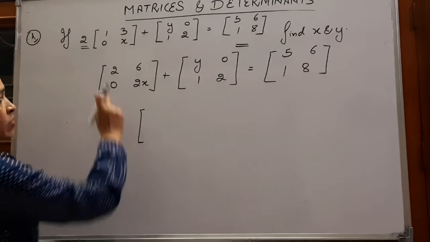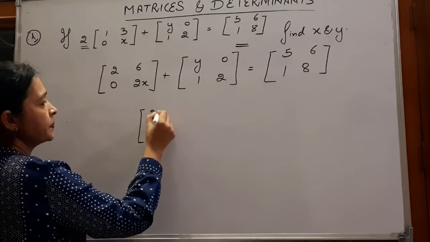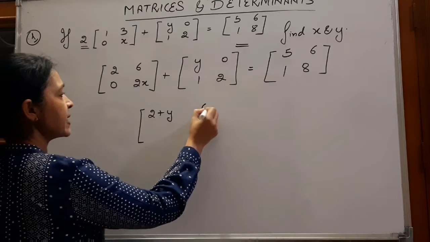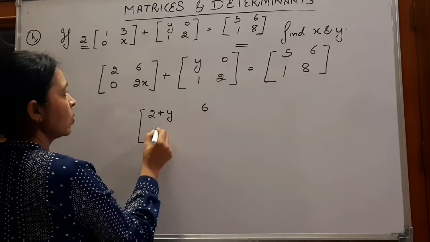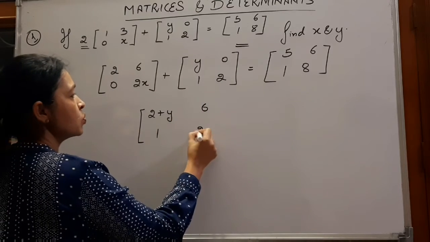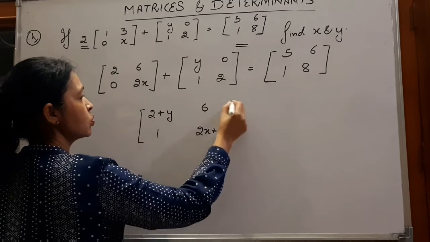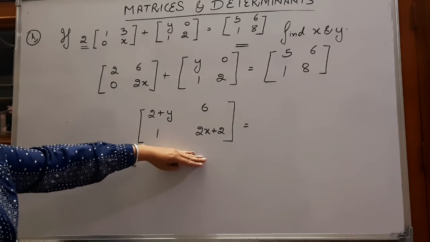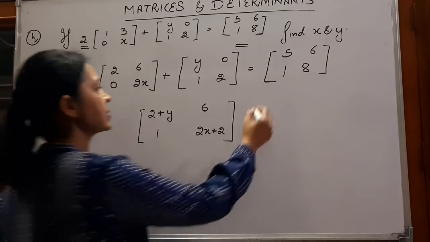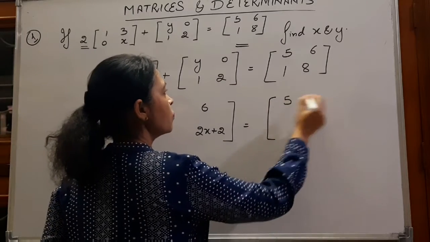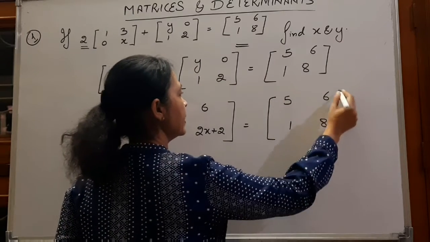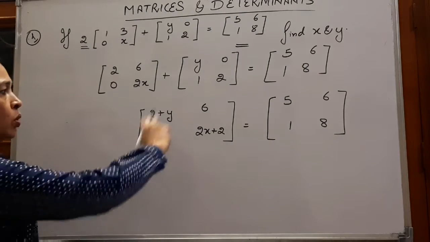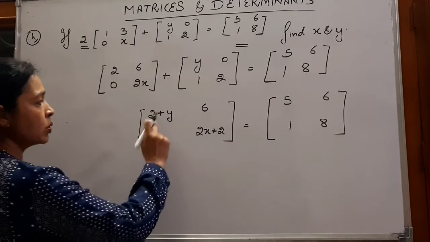Addition of these two matrices will be 2 plus y, here we have 6 plus 0, 6, 0 plus 1, 1 and 2x plus 2. Now we have made a single matrix by adding these two matrices and this equals 5, 6, 1 and 8. Now these two matrices are equal, so their corresponding elements are also equal.